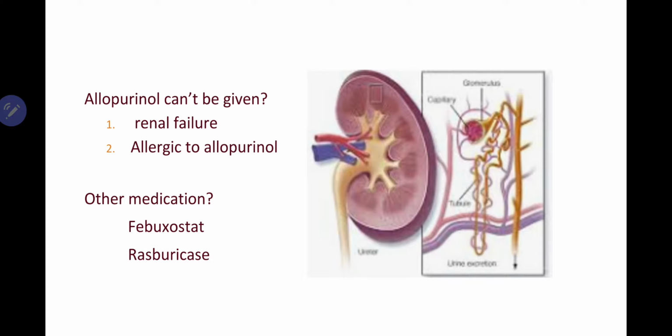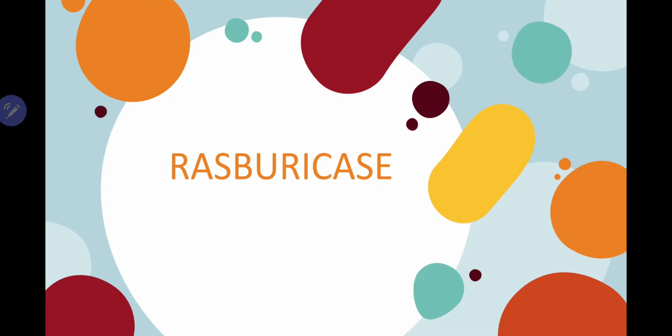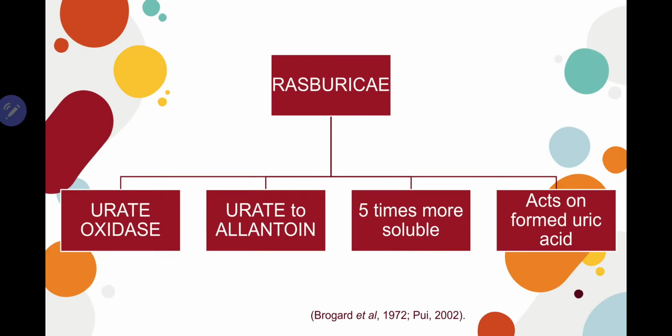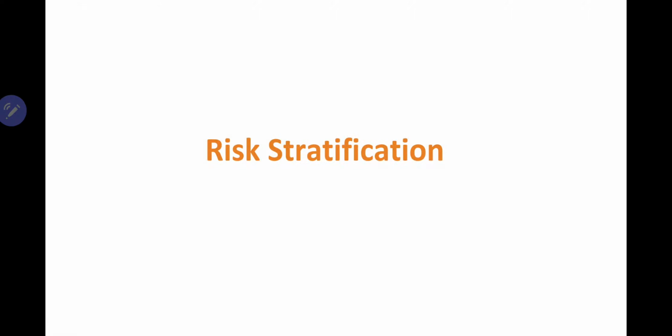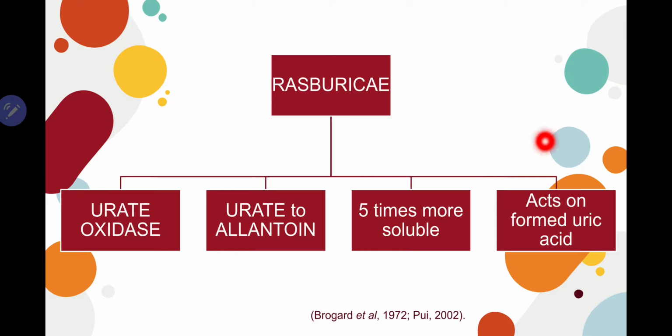Allopurinol cannot be given in two conditions. One is renal failure, and if a patient is allergic to allopurinol. In such cases, we can use either febuxostat or rasburicase. A wonder drug, rasburicase. It's a urate oxidase, and urate is converted to allantoin. We have seen it's like 5 times more soluble compared to uric acid, and it generally acts on the formed uric acid. This gives us an added advantage as compared to allopurinol.